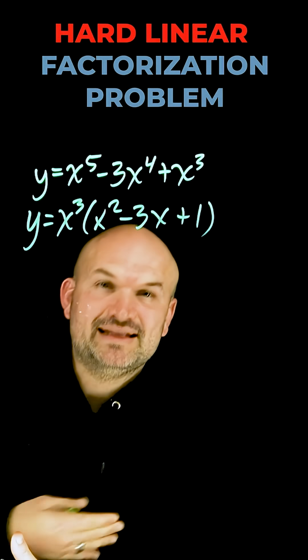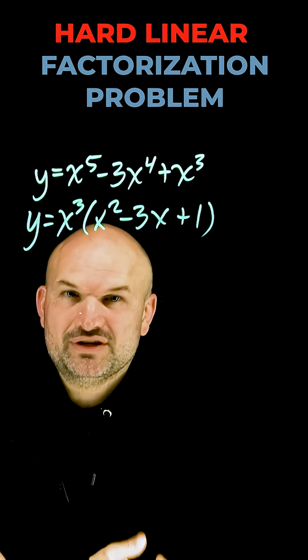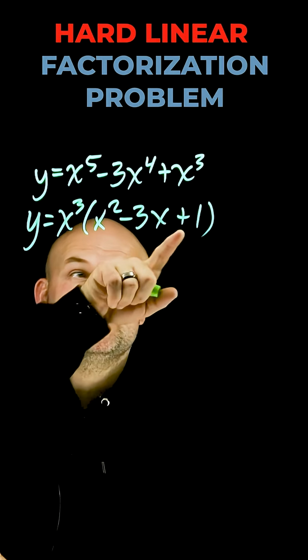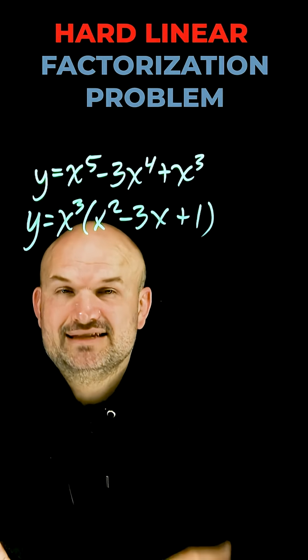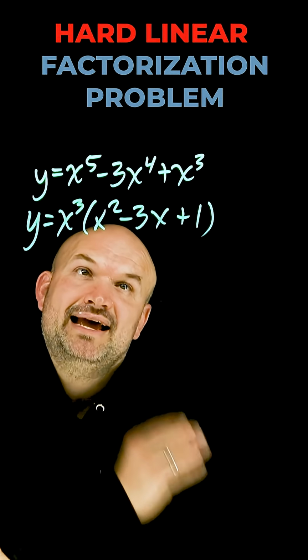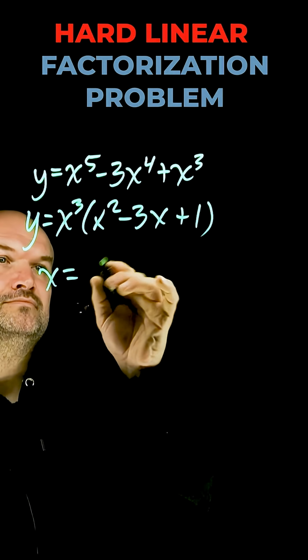Great, but to write this as a linear factorization, I need to break down this x squared minus 3x plus 1. And unfortunately, by a quick little check, we recognize this is not factorable across rational numbers. There's no two numbers that multiply to give me 1 that add to give me -3. So what I'm going to do is use the quadratic formula to go ahead and find the zeros and then rewrite the zeros as my factors.